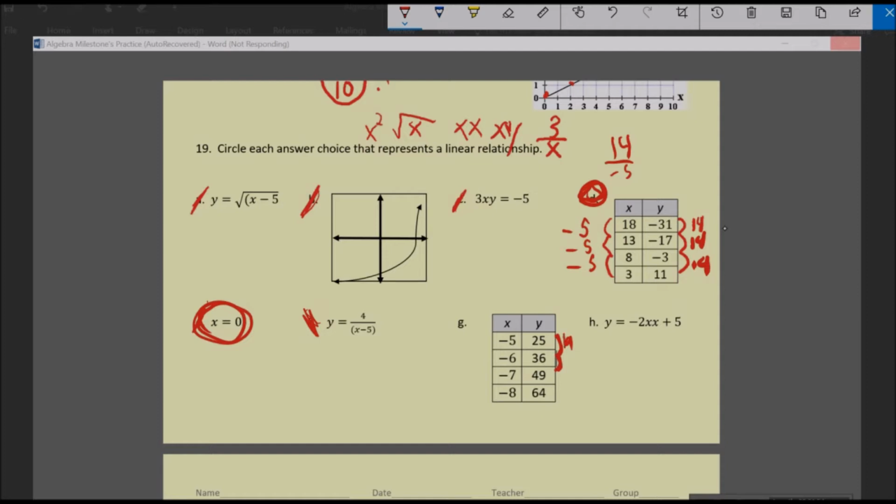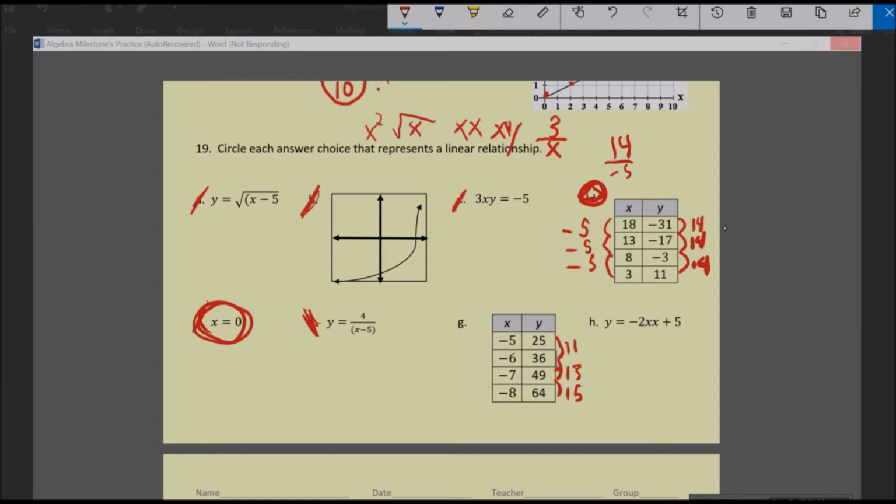I'm sorry, you're going up by 11 right here. 25 to 36, you're going up by 11. 36 to 49, you're going up by 13. And then 49 to 64, you're going up by 15. There is a pattern there in the y's: 11, 13, 15. I bet I could figure out what the next one would be. I bet the change would be 17. You add 17 to 64, you're going to get your next answer, which is 81.